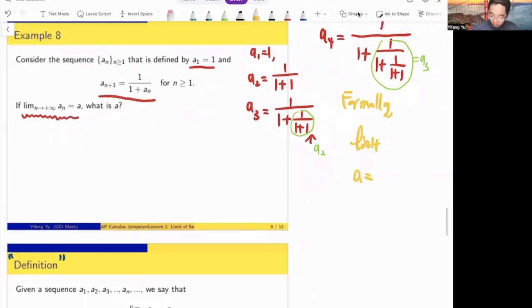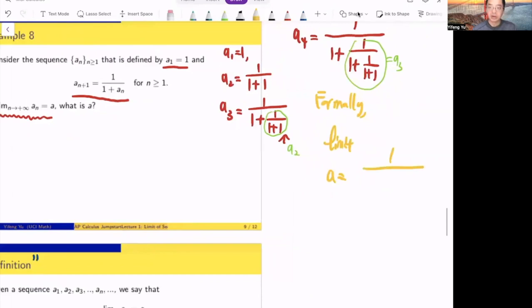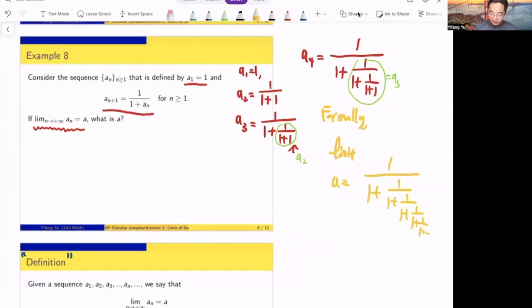The limit a could somehow be written as, we just follow the pattern, 1 over 1 plus 1 over 1 plus 1 over 1 plus 1 over 1 plus 1 over 1 plus and so on, like this. Okay, so now we want to figure out what is the limit, right?